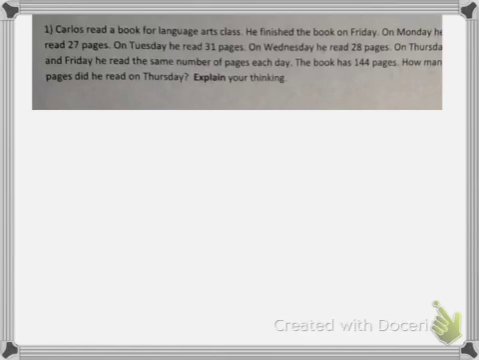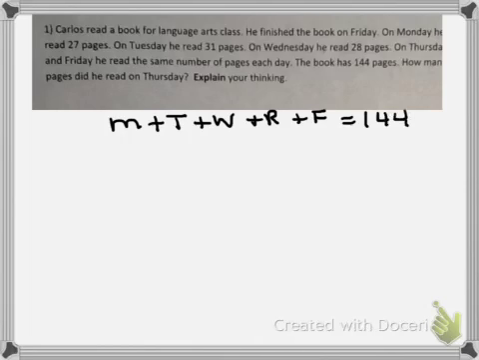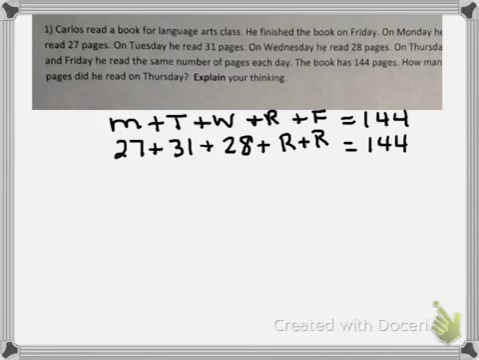Explain your thinking. So we know that Monday, Tuesday, Wednesday, Thursday, and Friday, he read for the whole week every single day, and that totals the whole book, 144 pages. Now we're going to substitute information from the question. On Monday, he read 27 pages, Tuesday, 31 pages, Wednesday, 28 pages, and Thursday and Friday were the same number, so I'm going to use the same letter to represent whatever that number is. All of that still adds up to 144.